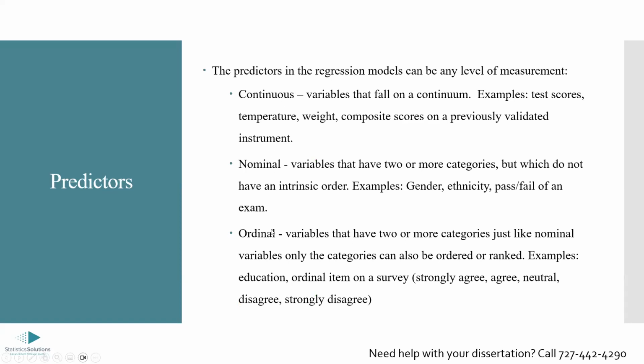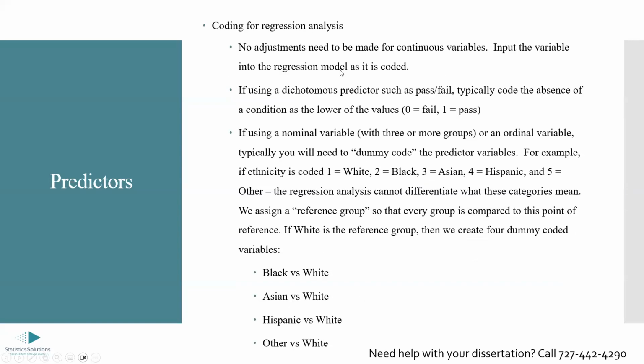your predictors can be any level of measurement, but you have to code them in a certain way. So you can have continuous, nominal, and ordinal predictors. And in terms of the coding, if you have a continuous predictor, so just a variable that is numeric that you're putting into the model, you don't need to make any adjustments. For the coding, the variable is put in its natural format. You don't make any changes.